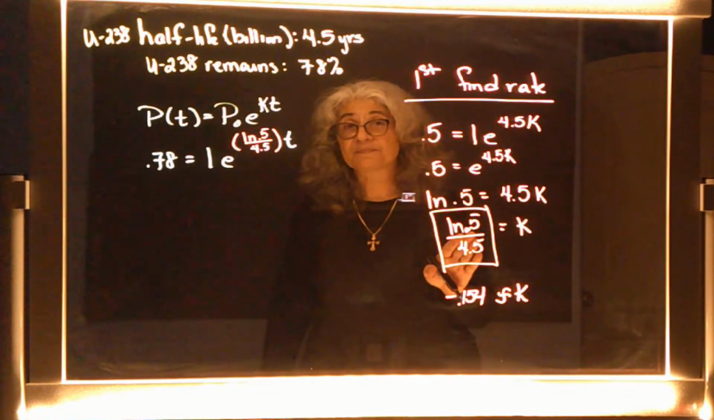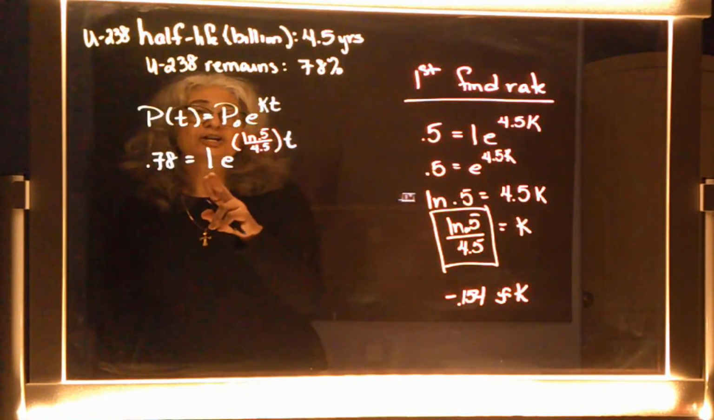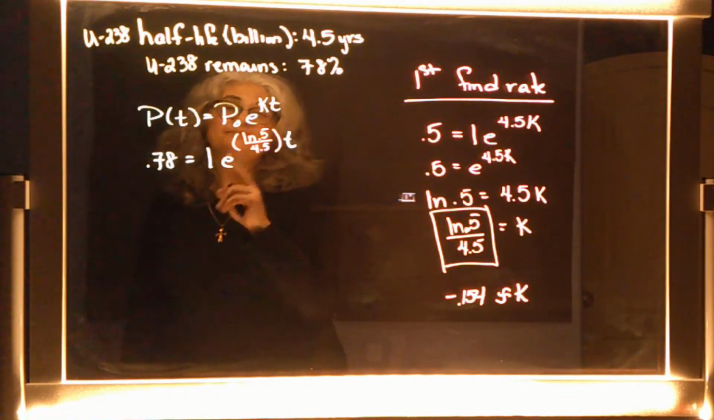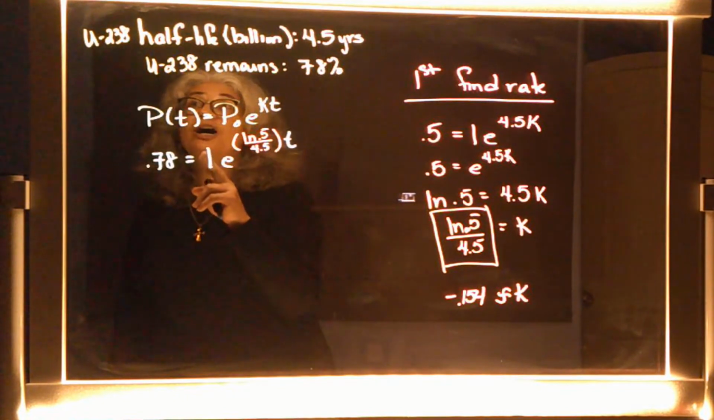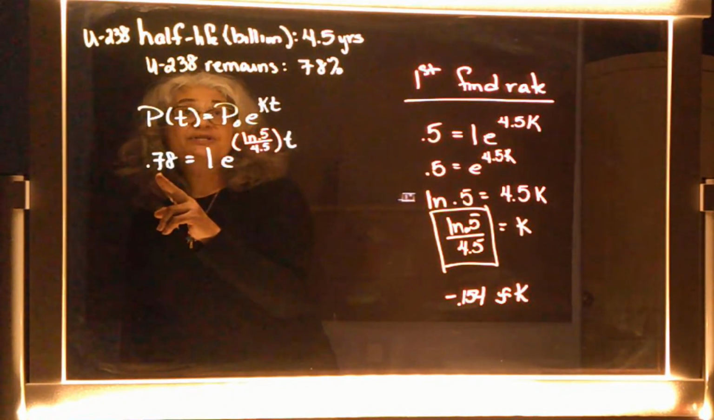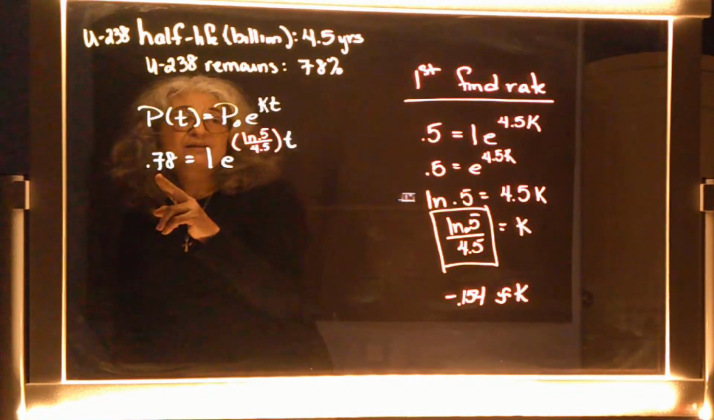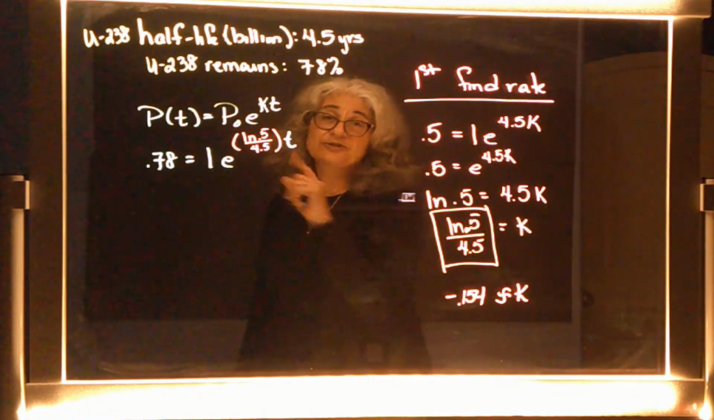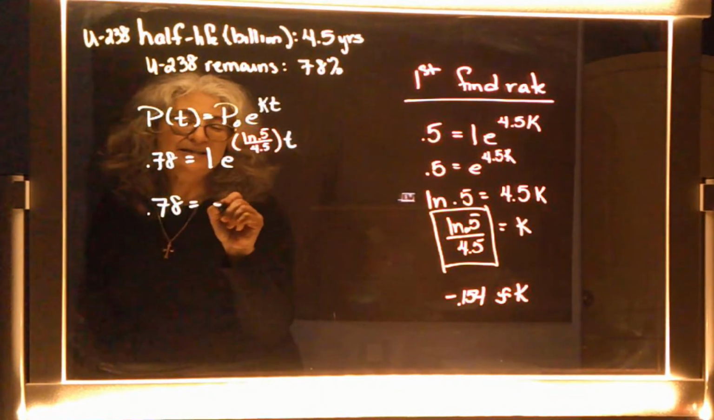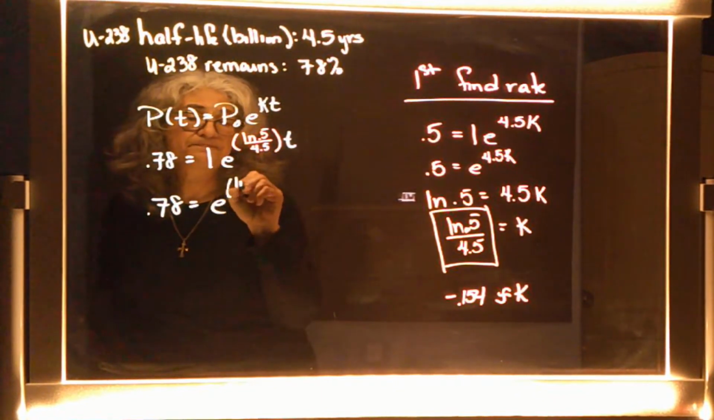Got it? Okay, so now when I go looking for how old this rock is, that started at 100% U-238 and 78% of the U-238 remained. Now I can set it up because there's my decay rate. Does that make sense? Good.